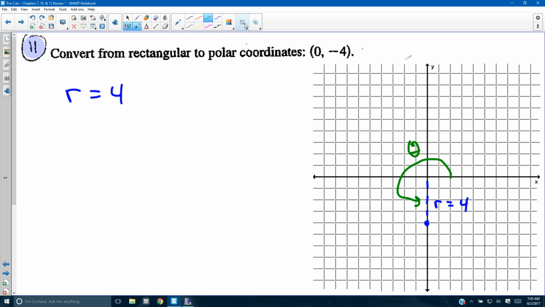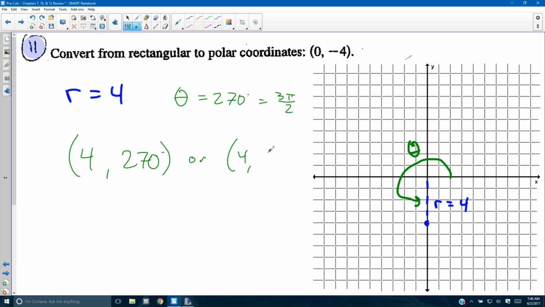I don't really need to use inverse trig for anything here, and your calculator won't give it to you because inverse tangent of 4 over 0 won't help you. But anyway, this degree here is 270 degrees. Theta is 270, which is also 3 pi over 2. So one way to answer this question is to use a magnitude of 4, the positive version, and 270, or 4 comma 3 pi over 2.